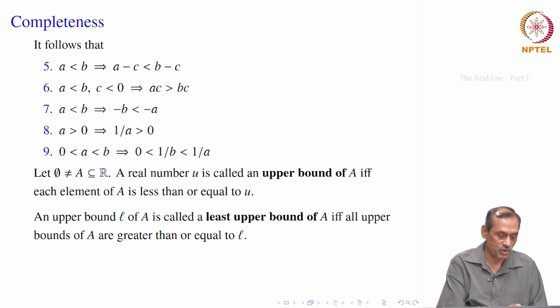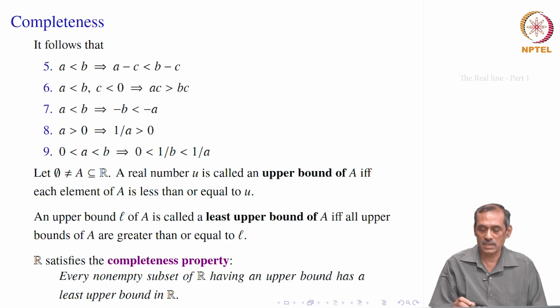Sometimes we just write LUB instead of least upper bound. And now we can state the completeness property, which says that every non-empty subset of R having an upper bound has a least upper bound in R. If you go to our earlier notation, suppose you have some set A here and then you have some upper bound U, then you can always find something which is the least of all those upper bounds.